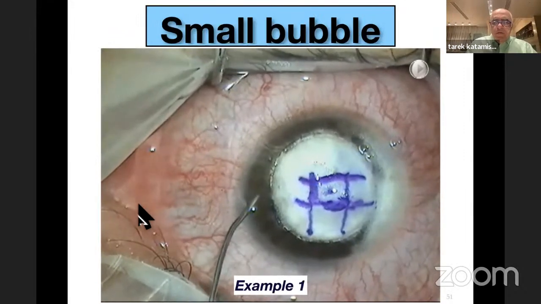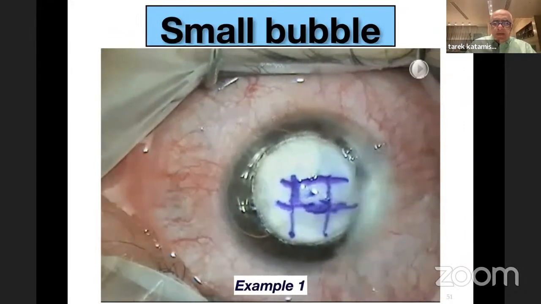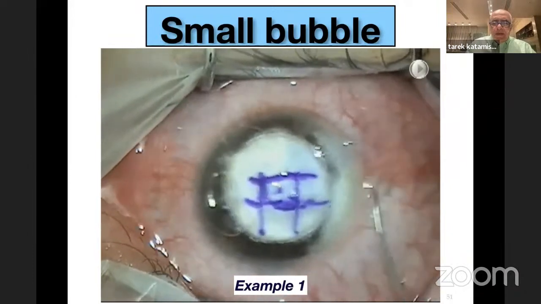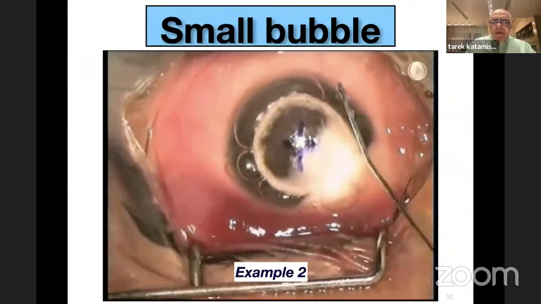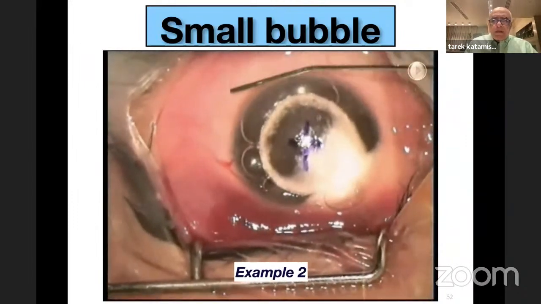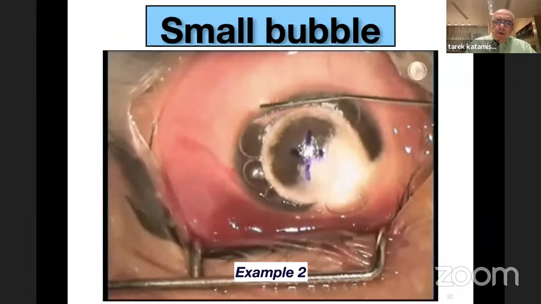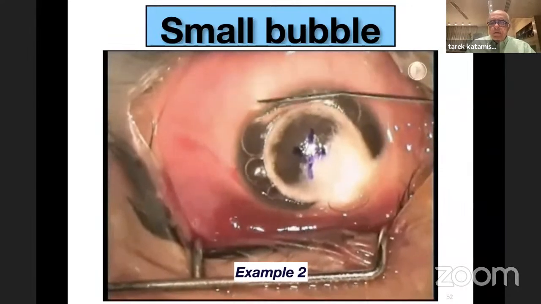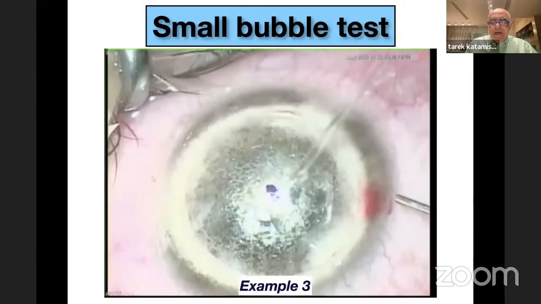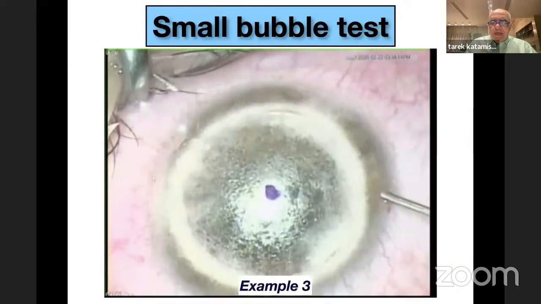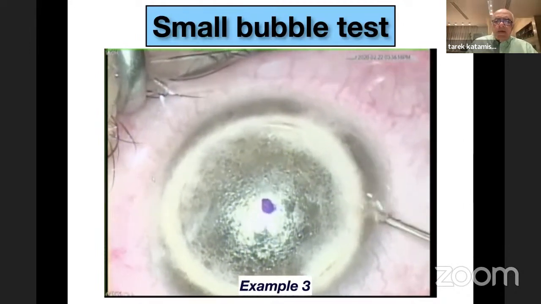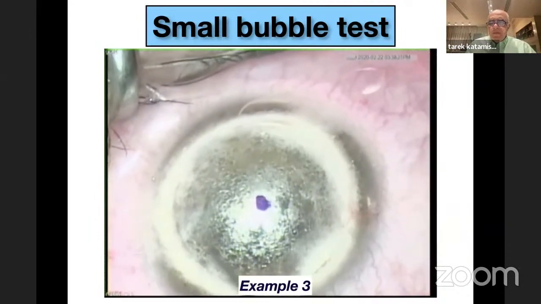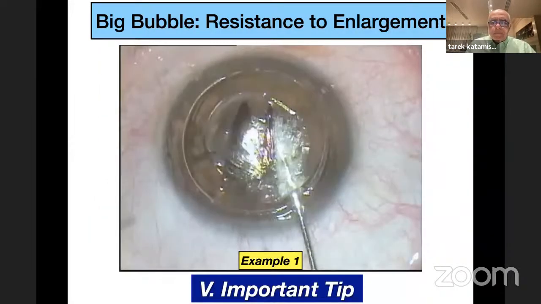In this example of a small bubble test, you see the small bubble is trapped in the periphery of the anterior chamber. Another example. Of course, you may need this test in the beginning, but if you are experienced enough, you can recognize that you have the big bubble without any need to make the small bubble test. Another example of the small bubble test, injecting air in the periphery of the anterior chamber, you will find the bubble is displaced in a kidney-shaped configuration in the periphery of the anterior chamber.